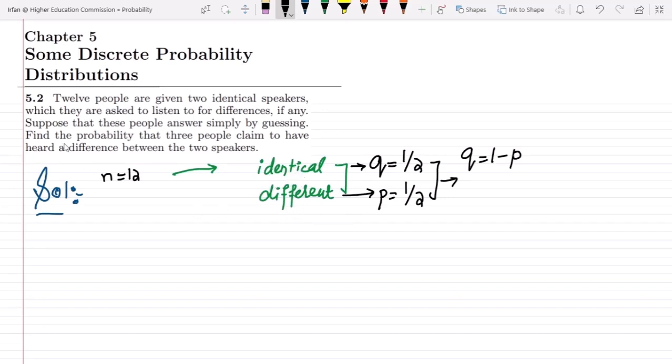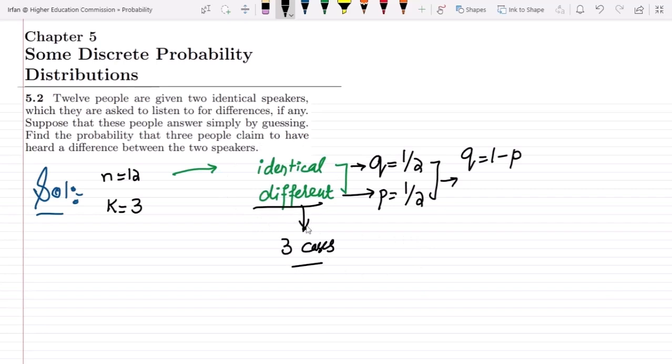And we have to find the probability that three people claim to have heard a difference between the two speakers. So I have to find the case in which the persons are 12 and there are three votes which say that the two speakers are different. So we have to see the three cases in which the speakers are told to be different.